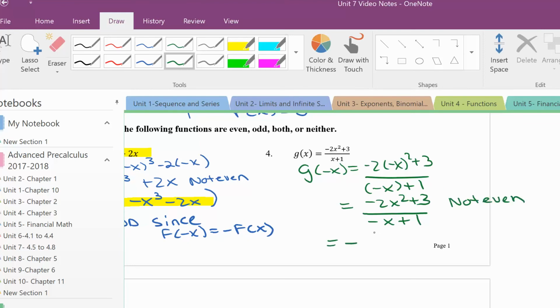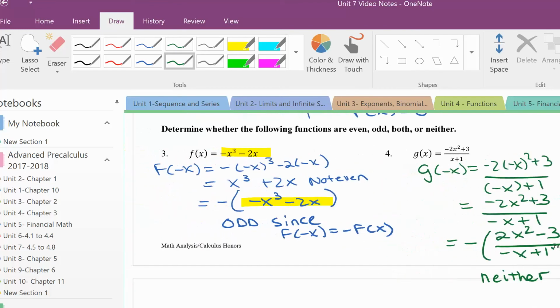When I factor out the negative in a fraction, I can only take it from one part, either the numerator or the denominator. You can't factor out the negative from both. That's like a positive. So if I take the negative out of the numerator, I get negative 2x squared minus 3 over negative x plus 1. So that means it is not odd, which means this is neither. In this case, no symmetry there.